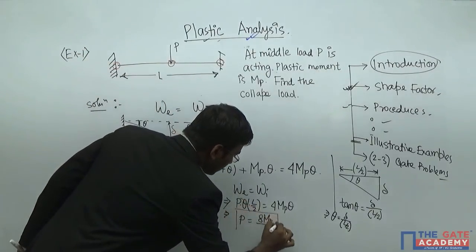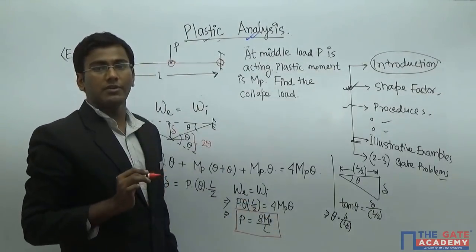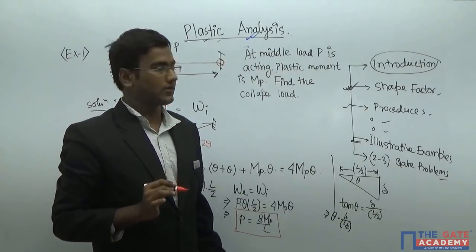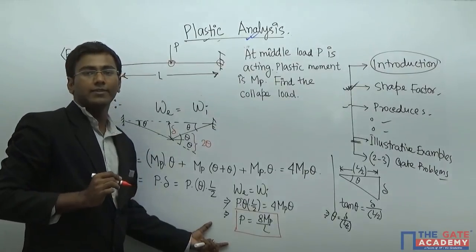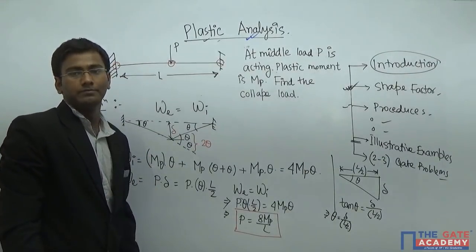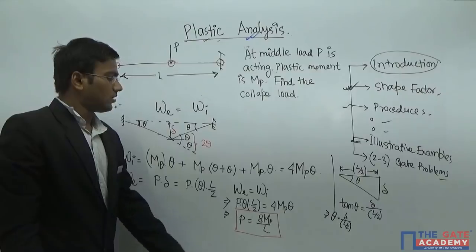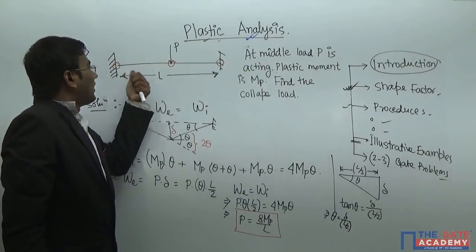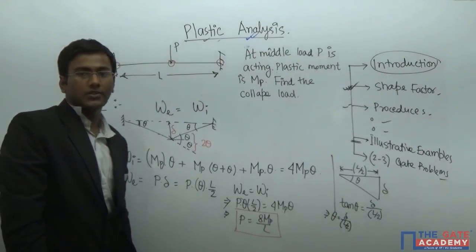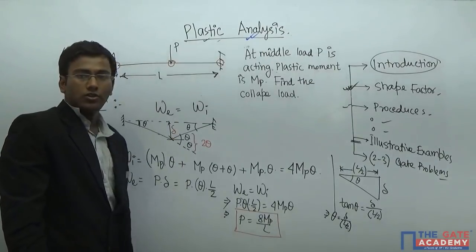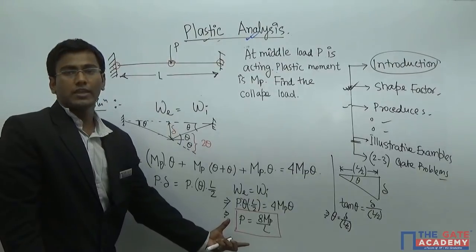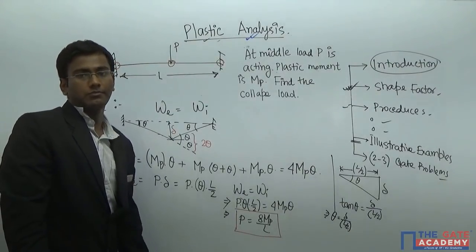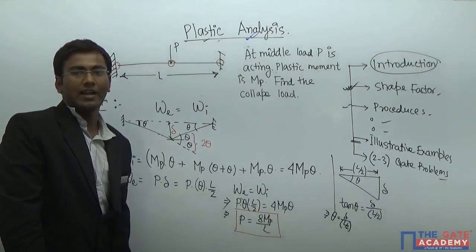This is the collapse load you have to find in your examination by plastic analysis and by the kinematic theorem. It is very easy by the kinematic theorem, right? No issues. You only have to find the plastic hinge locations, give a load, find the internal work, and find the external work. Just make them equal. You will get the collapse load. Simple things and a 2 marks question.